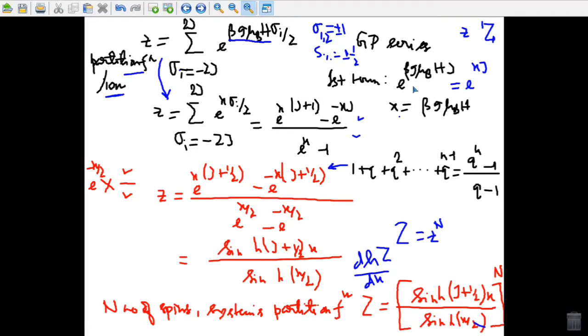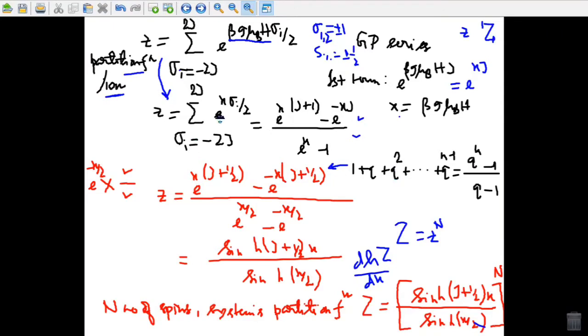If we denote x equal to beta g mu B times H, then this can be written as small z equal to the summation over sigma i from minus 2J to 2J of e to the power x sigma i divided by 2, that is e to the power x(J plus 1) minus e to the power minus xJ divided by e to the power x minus 1. You have to remember the mathematical formula that 1 plus q plus q square up to q to the power n minus 1 is equal to q to the power n minus 1 divided by q minus 1. Note that sigma i changes in steps of 2, right?